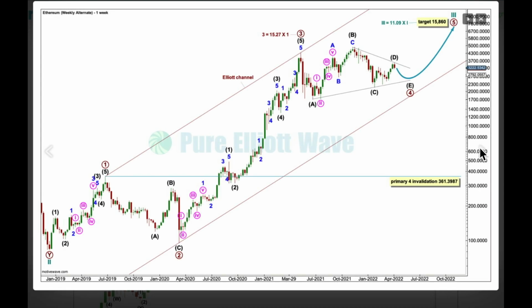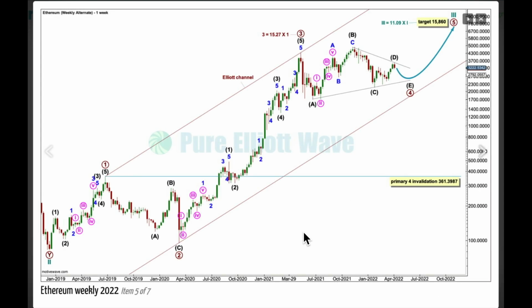Now I have another alternate at a weekly chart level because you really would want to consider this. For this wave count, primary wave 3 here would be 15.27 times the length of primary 1, and so for this wave count I'd expect primary 5 to be a lot longer than primary wave 3. At 15,860, cycle 3 would reach 11.09 times the length of cycle 1. This wave count moves the degree of labelling here up 1 degree.